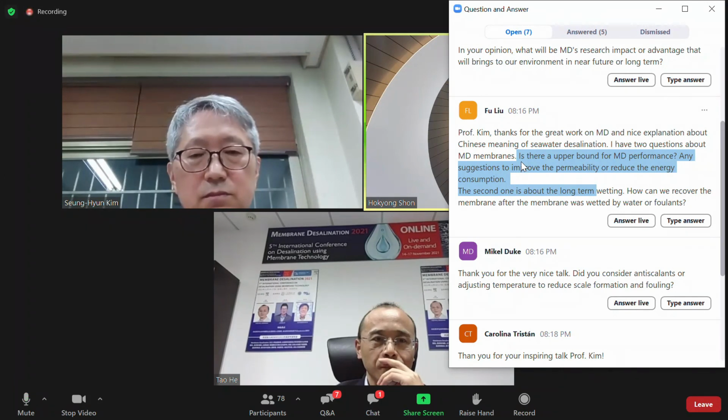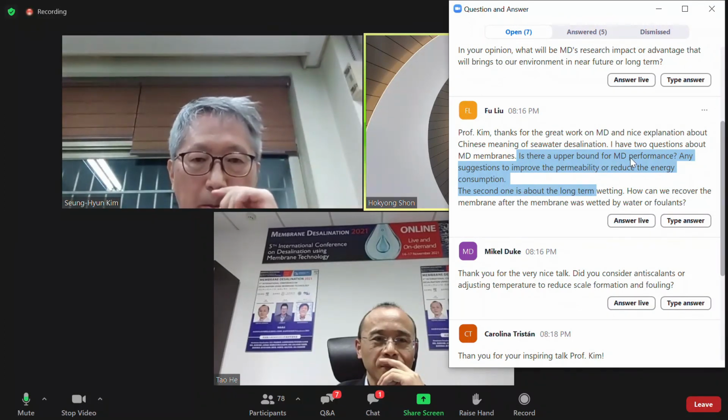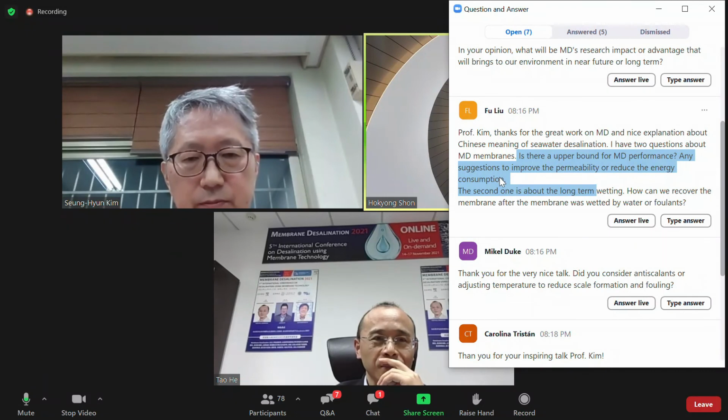Also, one more question for the membrane. Is there an upper bound for MD performance? Any suggestion to improve the permeability or reduce the energy consumption of MD?